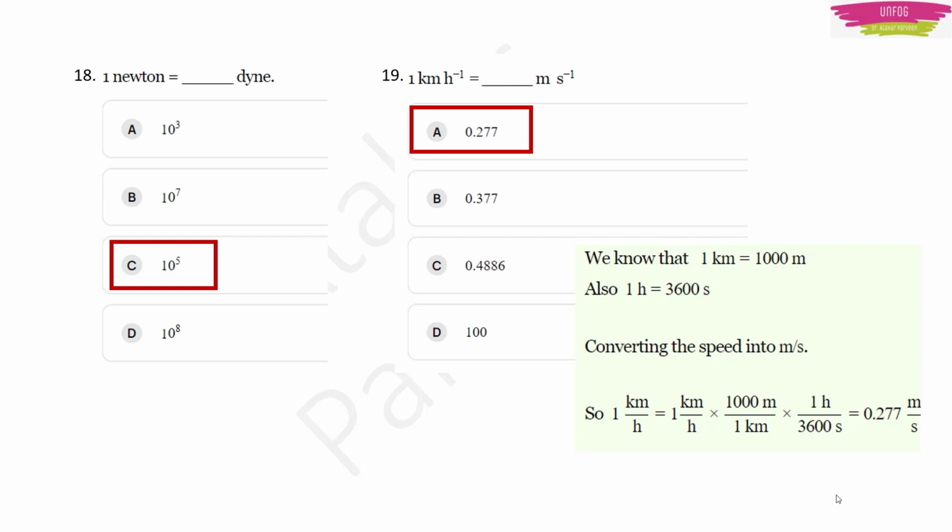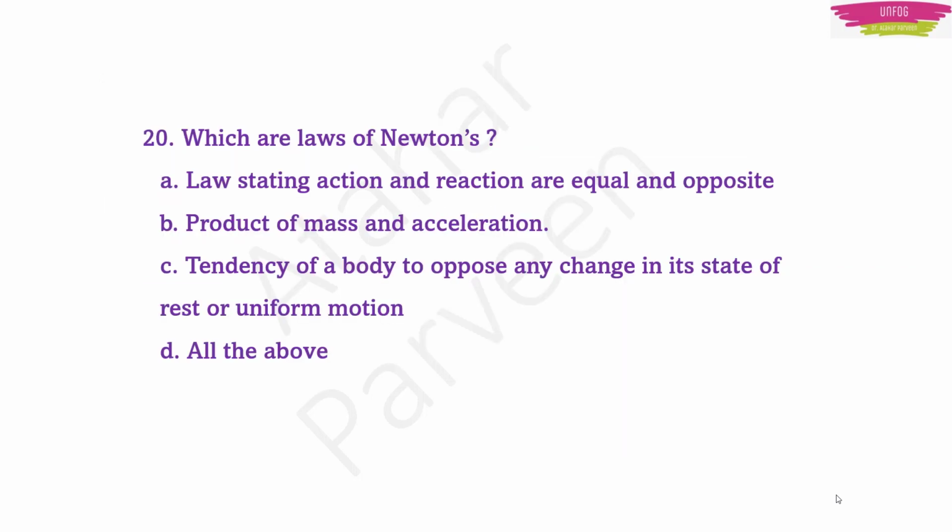Another question I am giving you as an assignment. This is question number 20. Which are the laws of Newton? Law stating action and reaction are equal and opposite. Product of mass and acceleration. Tendency of a body to oppose any change in its state of rest or uniform motion. Or all of the above. Which option is the right option for this question? You should let me know your answers in the comment section.